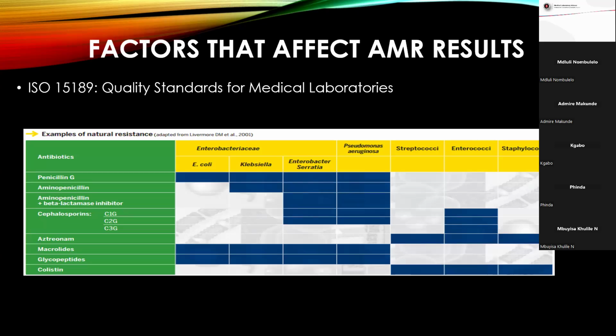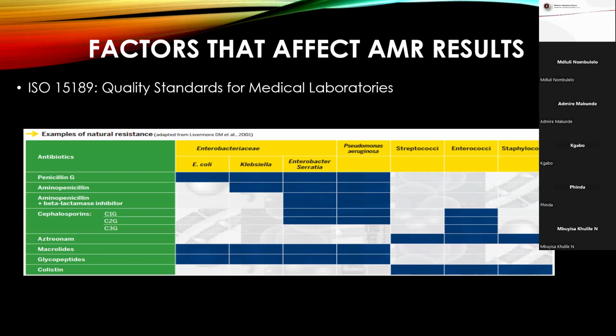Natural resistance, as I have indicated. I'm sorry, this presentation is just a mix-up. This is the table which indicates some of the organisms with natural resistance to a certain antibiotic. The ones indicated in blue are naturally, intrinsically resistant to certain antibiotics.